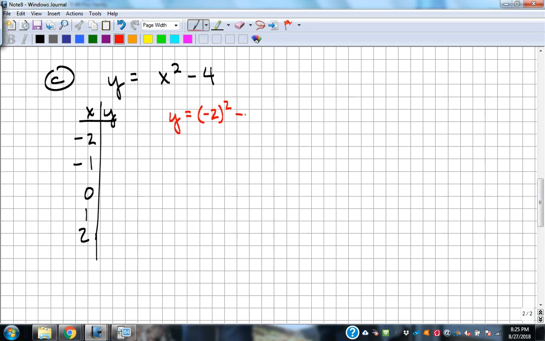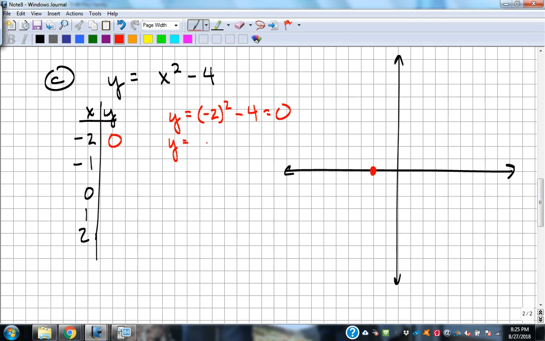-2 squared minus 4. What's -2 squared? It's 4. 4 minus 4, 0. All right, that's nice. Maybe I should go ahead and plot those as I'm going. Kind of like what I was giving you advice to do. Just follow my own advice. Do as I say, not as I do. All right, so -2, 0. That's right there.